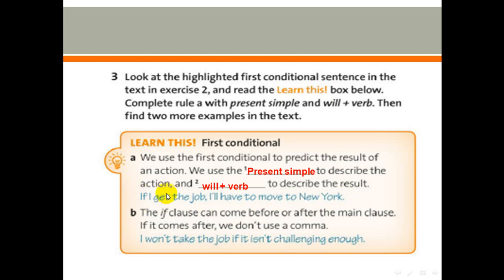Okay. إذن we use the present simple to describe the action. استخدمنا الحاضر البسيط لوصف الفعل والذي هو get. يحصل على العمل. If I get the job. ثم النتيجة لأخبرهم بالنتيجة استخدم will. هنا it's in the abbreviated form. I'll اختصار for will. It's an abbreviated form of will. Apostrophe LL. I'll have to move to New York. Will plus the verb have to. Okay. هنا here is the action and here is the result of the action. هنا الفعل وهنا نتيجة الفعل.